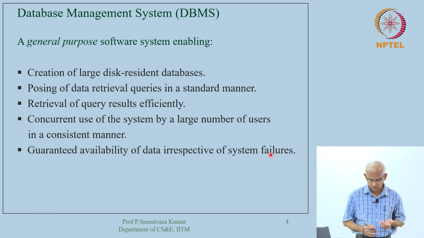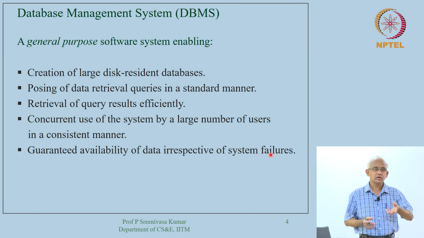data is available. Now, those failures are what are called catastrophic kind of failures. They are rare in occurrence, but more often what happens is that these processes that are running on the database might encounter some errors and might crash, programs might crash.